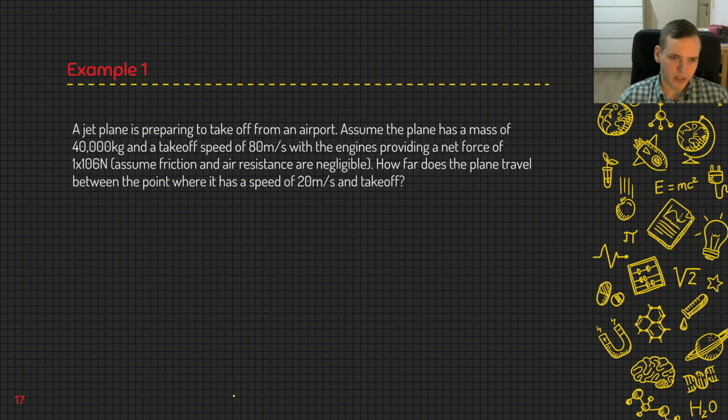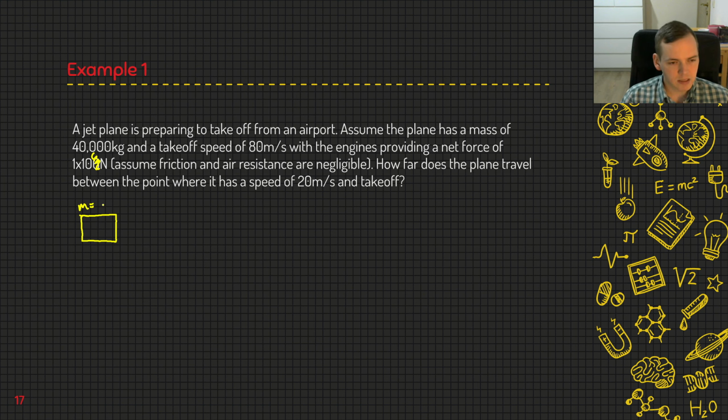So here's an example. A jet plane is preparing to take off from an airport. Assume the plane has a mass of 40,000 kilograms and takeoff speed of 80 meters per second. The engines provide a net force of 1 times 10 to the 6th newtons. In other words, 1,000,000 newtons. And we're going to assume that that's the net force, that all the other forces are negligible. How far does the plane travel between the point where it has a speed of 20 meters per second and takeoff? So let's draw a couple of things here.